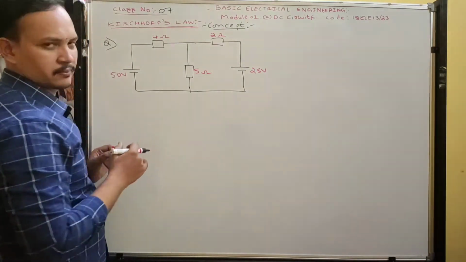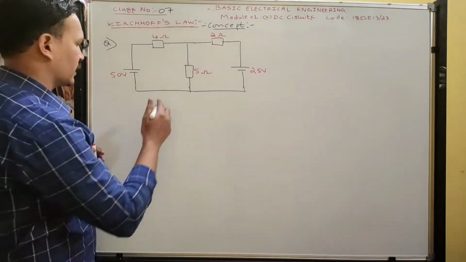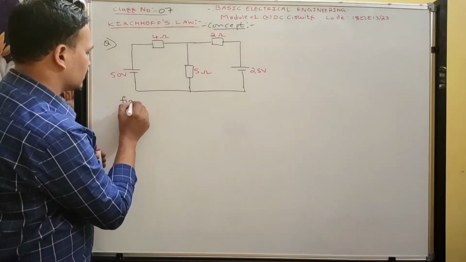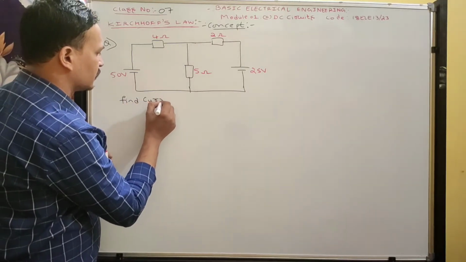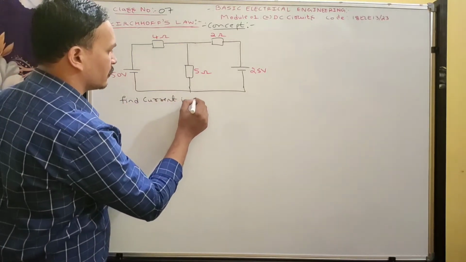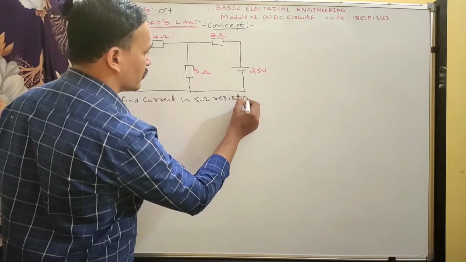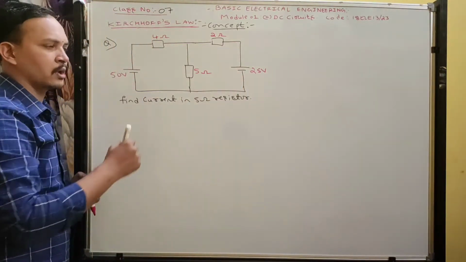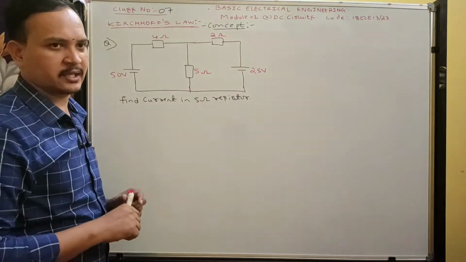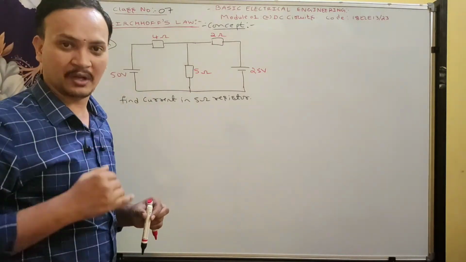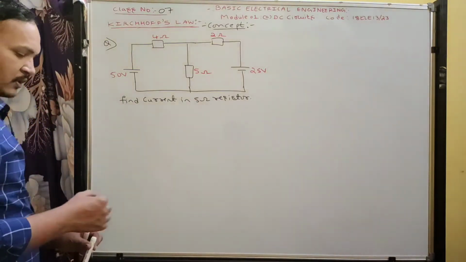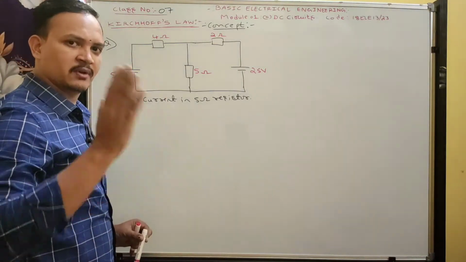And they will ask a very simple problem. They will ask: find the current in the 5 ohm resistor. If you solve this problem confidently, difficult problems you can easily do. If you know simple problems effectively, difficult ones will be easy also.